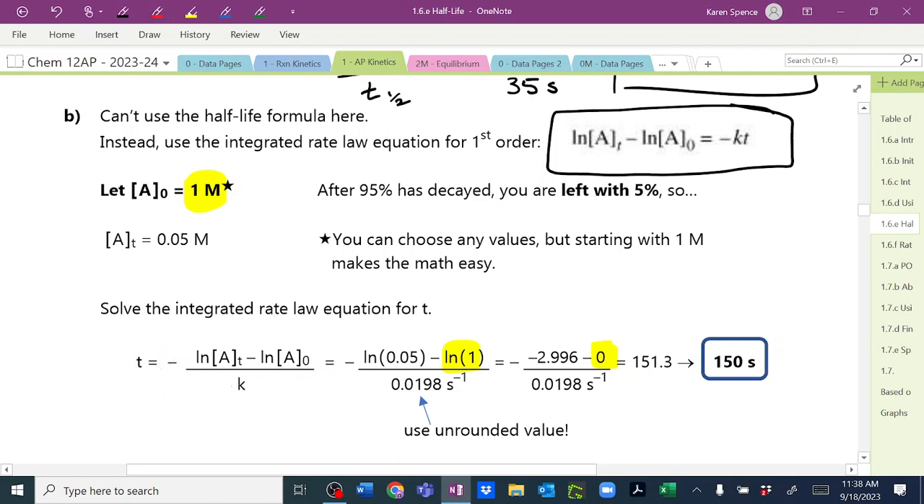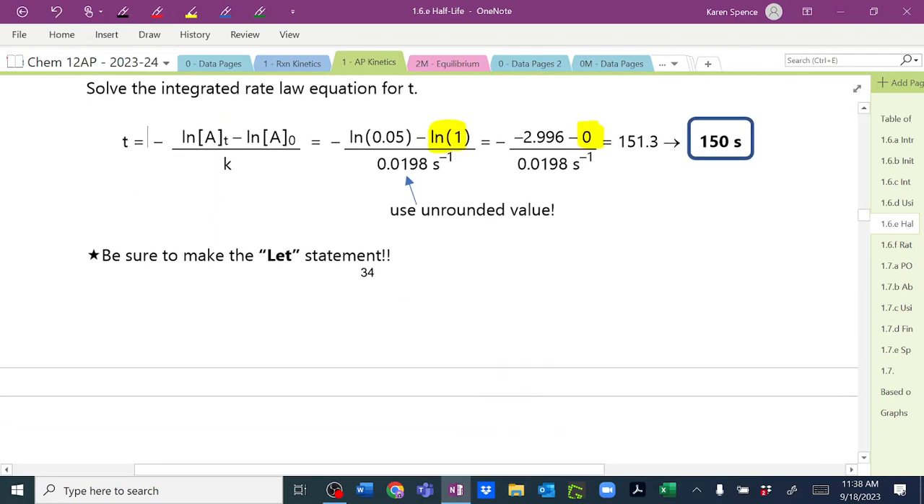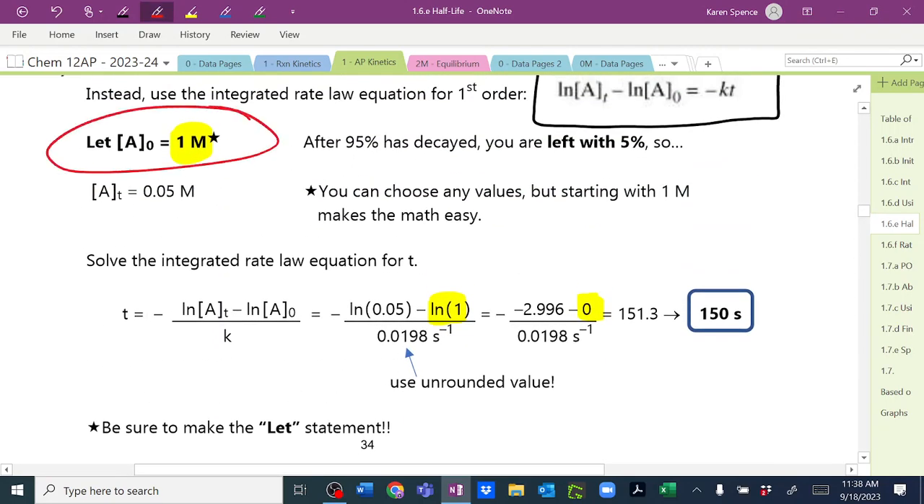Okay, there we go. Use the unrounded value. Don't round off until you absolutely have to. And be sure to make this let statement.